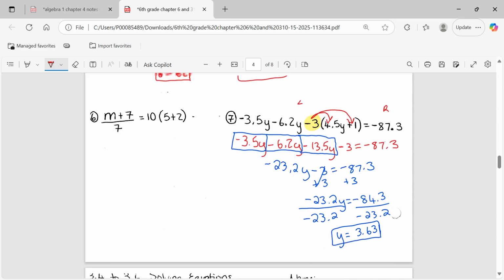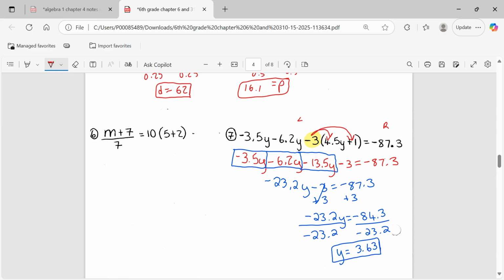Lastly, number 6, I kind of wanted to do that one with you because sometimes the fraction makes it a little challenging, but not really. So we said all this is together. I can't simplify the left. (m plus 7) divided by 7 then is equal to 10 times 7.5 plus 2. So (m plus 7) divided by 7 is equal to 70.